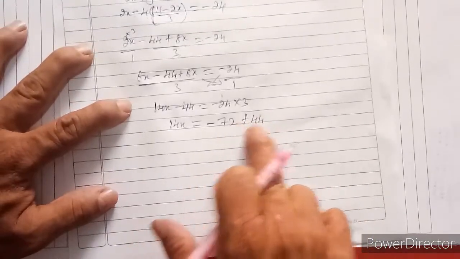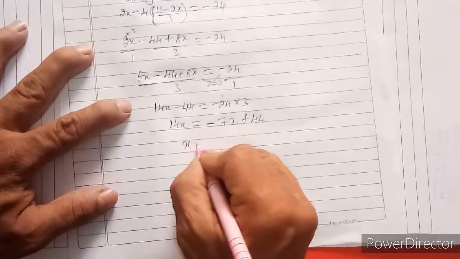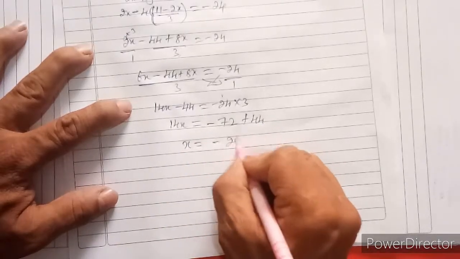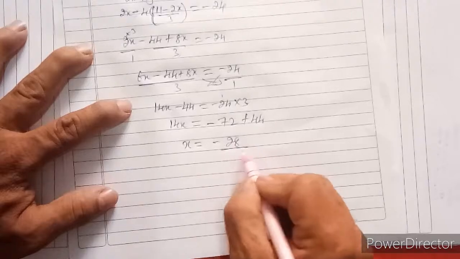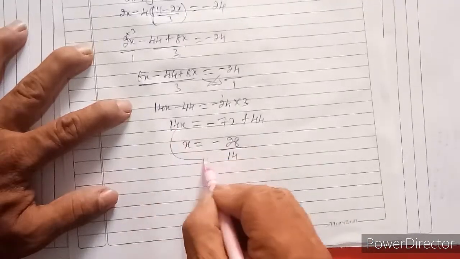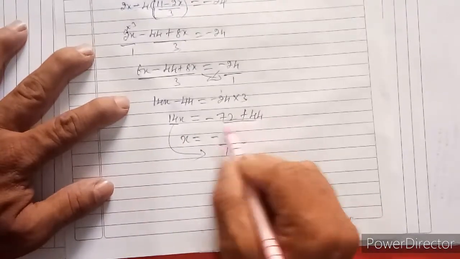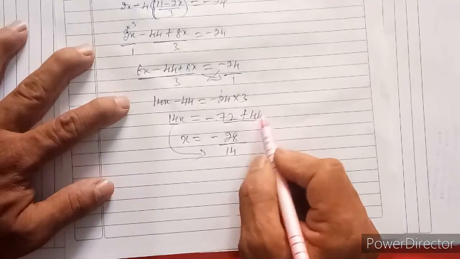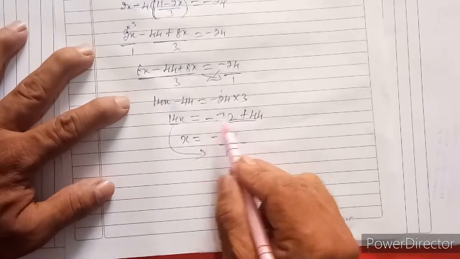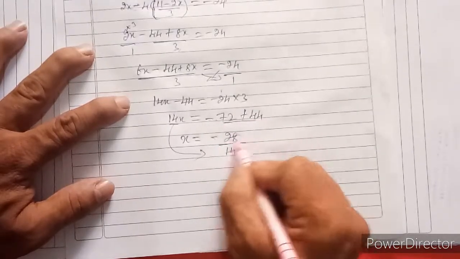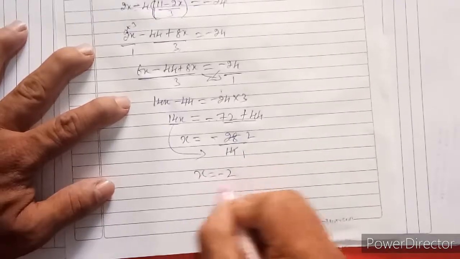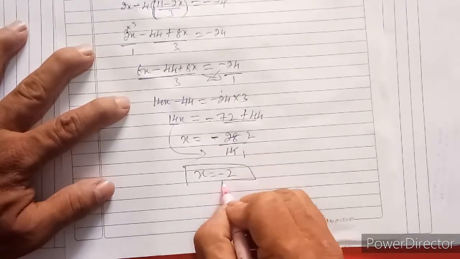will we get? 12 minus 4 is 8, and x is equal to minus 28 we will get, divided by 14. If you subtract this, one is minus sign and one is plus sign, we can subtract. The bigger value's sign, the minus sign, we have to put. 14 ones are 14, 14 2s are 28. x is equal to minus 2, because we have to continue with that sign.